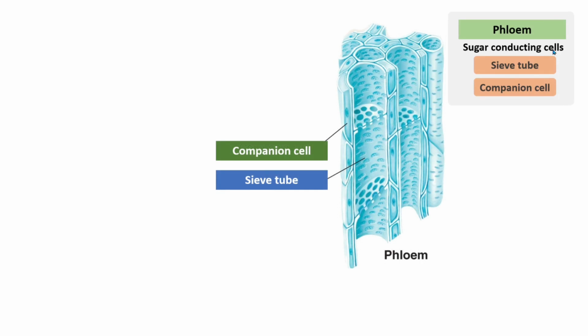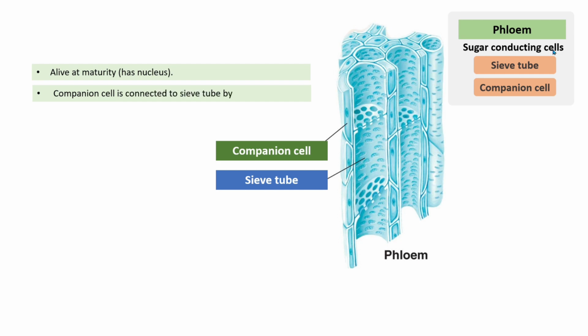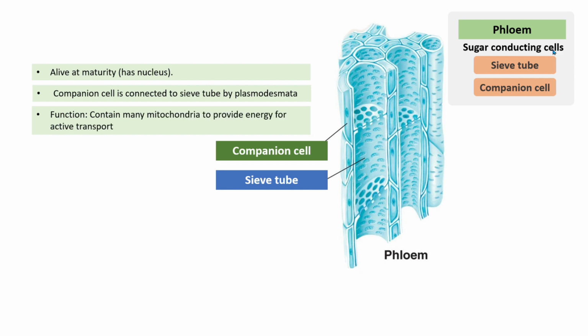In phloem, the companion cell and sieve tube have very different structures. The companion cell is alive at maturity and has a nucleus. Companion cell is connected to sieve tube by plasmodesmata. Companion cell contains many mitochondria, to provide energy for active transport, to load and unload sugar between sieve tube and companion cell.